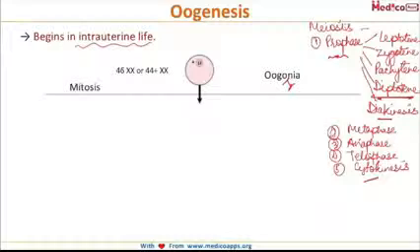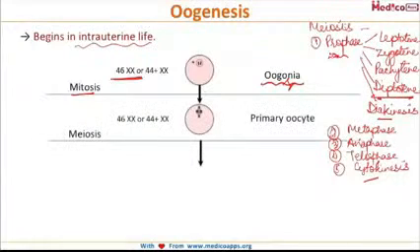So the primordial germ cells undergo rapid mitotic division to form oogonia, and since it is a mitotic division, the nuclear material remains as such, and that is 46XX. Now few of these oogonia enter the prophase of first meiotic division, and these are called primary oocyte. Here also the nuclear material remains as such, and it is 46XX.